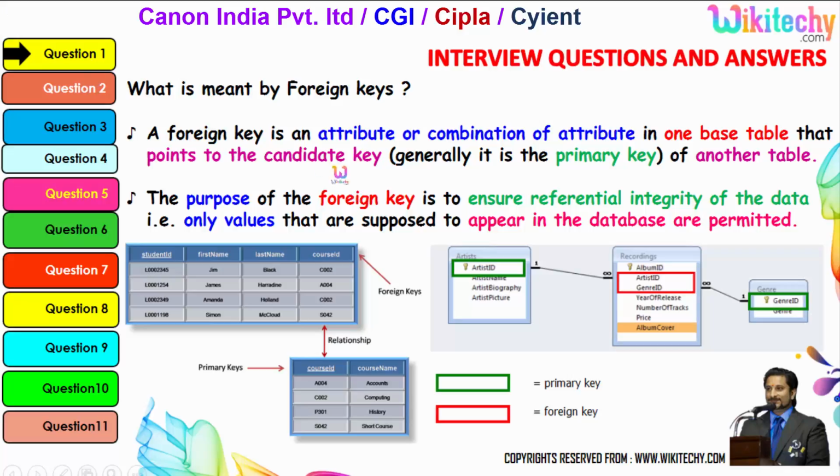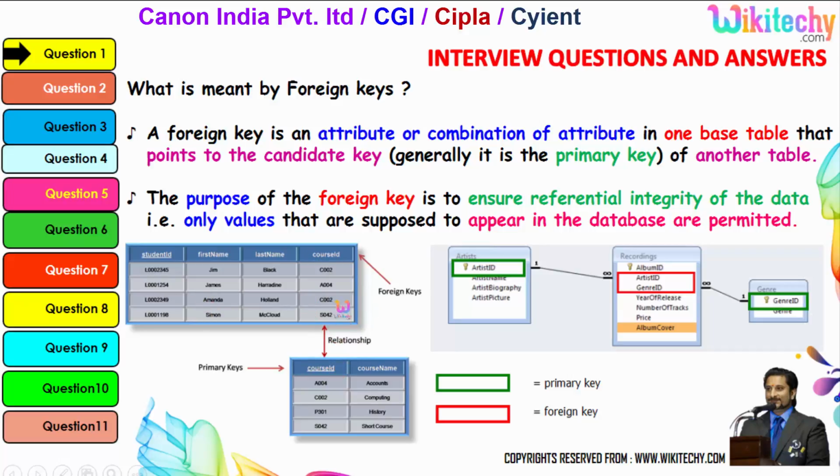Here is the question. What is meant by foreign keys? Considering a database, multiple tables are interrelated via a relationship between the tables using the keys. The key which uniquely identifies a data is called a primary key, and when it is referred to in another table, they call it a foreign key. So a foreign key is an attribute or combination of attributes in one base table that points to the candidate key of another table. The purpose of the foreign key is to ensure referential integrity of the data.